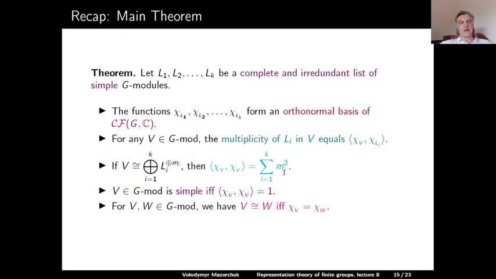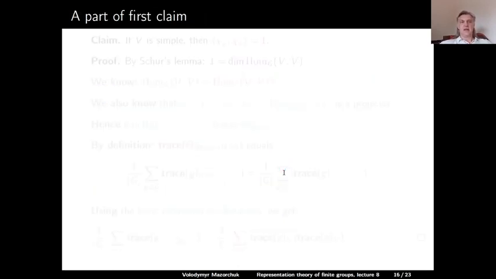And two G modules are isomorphic if and only if their characters are the same. Okay, so this is what we want to prove, and a major part of the theorem will be proved in this lecture. So let us start with proving a part of the first claim.